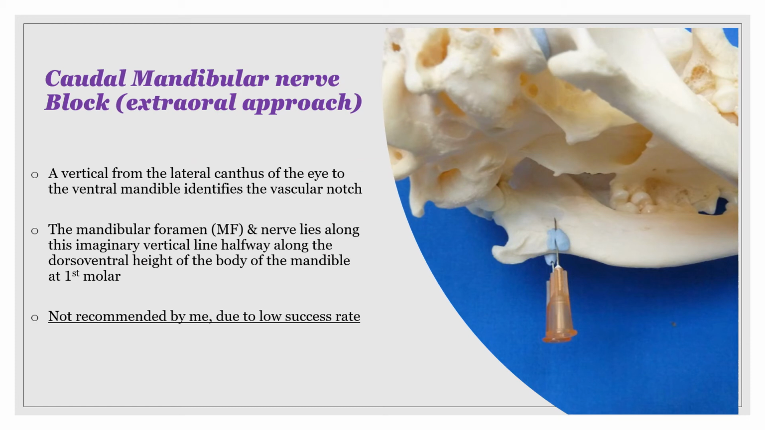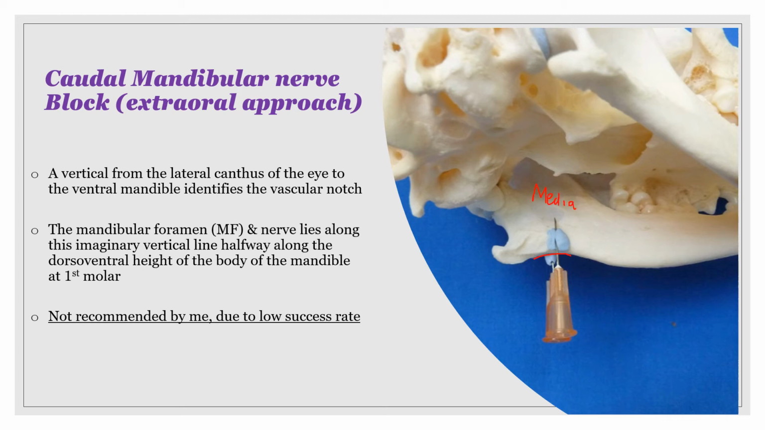So this is the caudal mandibular nerve block, the extraoral approach. The idea behind this was you dropped a vertical from the lateral canthus of the eye, and that would hit the vascular notch, which is here. You run the needle half the height of the mandible in the first molar region, and you pass the needle extraorally through the skin to half the height of the mandible onto the medial side of the ramus of the mandible.